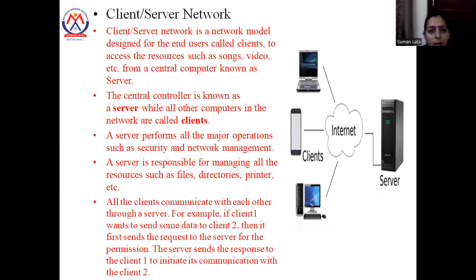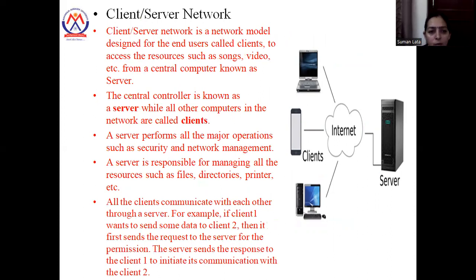Next architecture of computer network is client-server network. Client-server network is a network model designed for the end users, called clients, to access the resources such as songs, videos, etc.